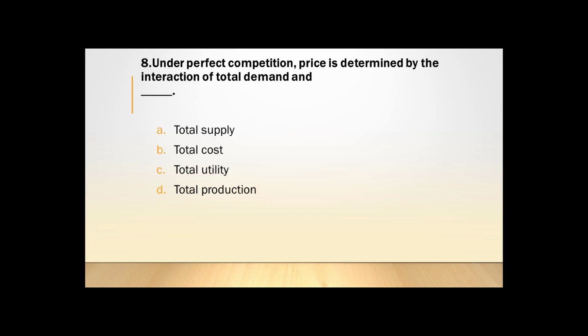Question number 8. Under perfect competition, price is determined by the interaction of total demand and option A, total supply, B, total cost, C, total utility, D, total production. And the answer is A, and that is total supply.